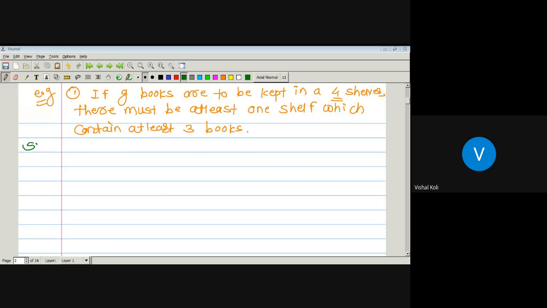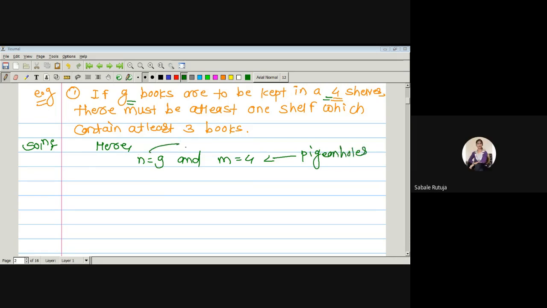And that is what we have to solve by using the extended pigeonhole principle. Okay, so here these 9 books can be considered as the pigeons and these 4 shelves can be considered as the pigeonholes. Okay, so here what is the value of n? 9. And the value of m is 4, where this is nothing but the pigeonholes, that is the 4 shelves. And this n is equal to 9 is nothing but the pigeons.